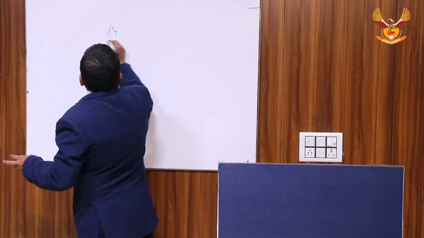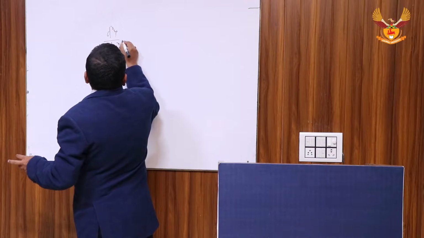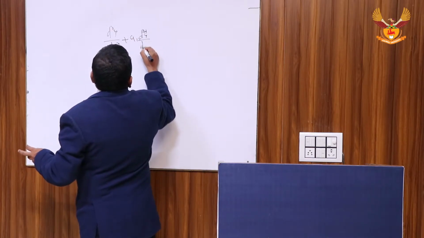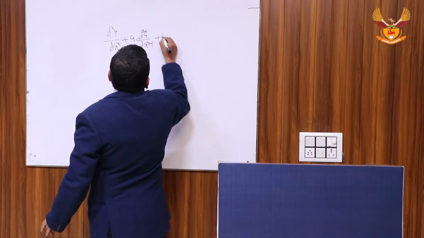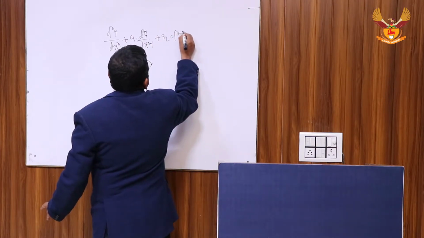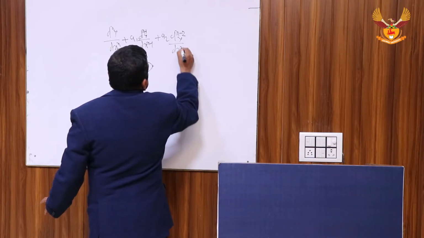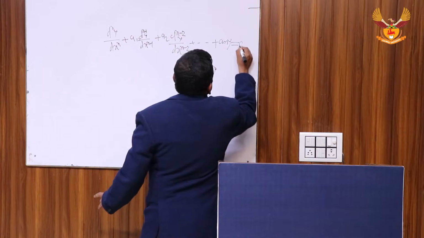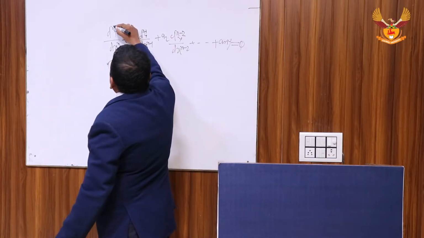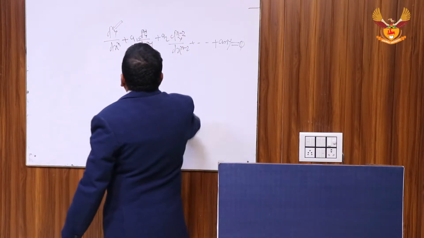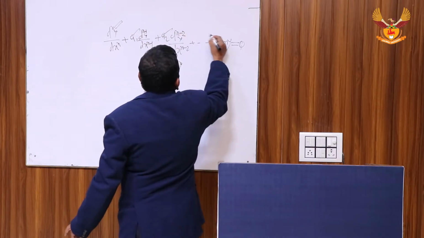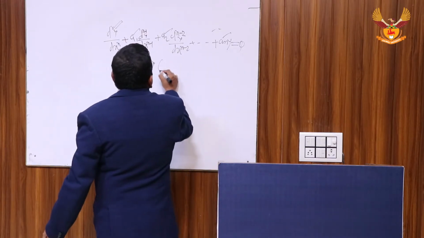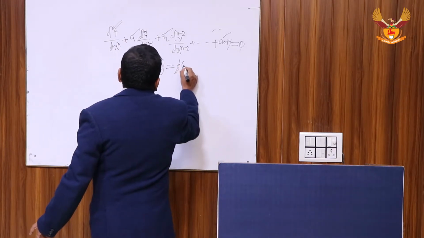d^n y by dx^n plus a1 d^(n-1) y by dx^(n-1) plus a2 d^(n-2) y by dx^(n-2) plus ... plus an y equals q, where n is the order of the differential equation, a1, a2, etc. up to an are constants, and q is a function of x.